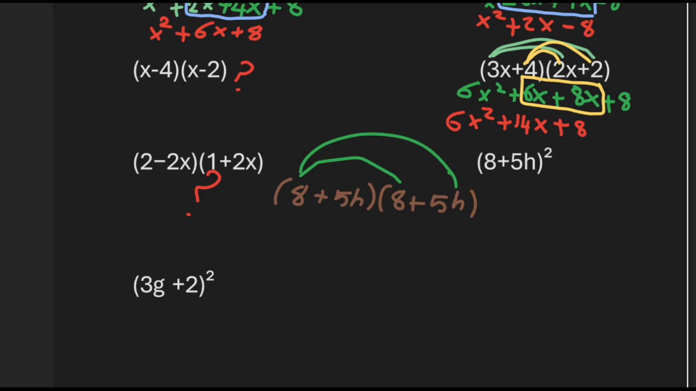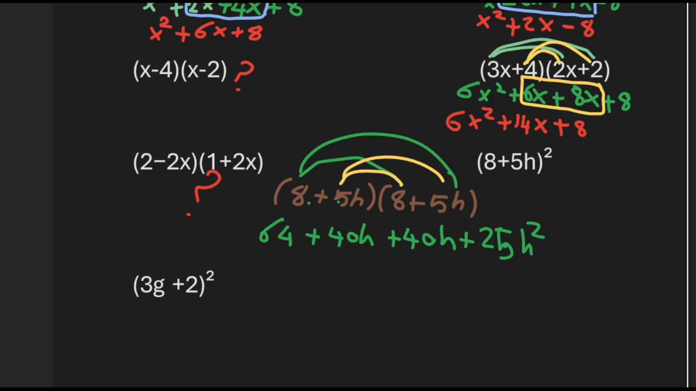So 8 times 8 is 64, and then 8 times 5h, 8 times 5 is 40, so it's going to be 40h. And then we do the 5h. 5h times 8 and 5h times 5h. Now 5h times 8 is again 40h. 5h times 5h. 5 times 5 is 25. h times h is h squared, so it's 25h squared.